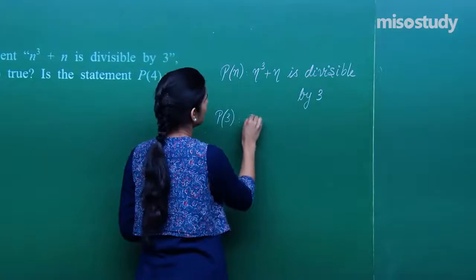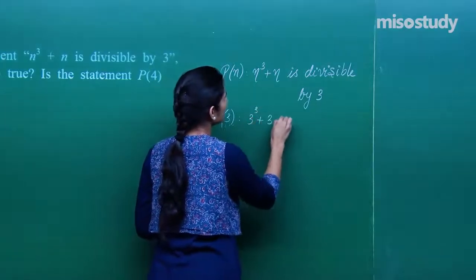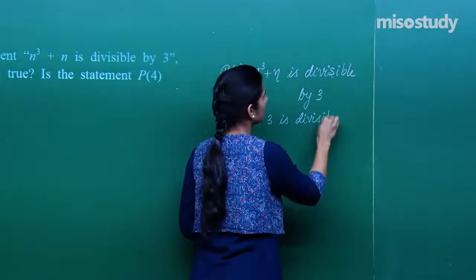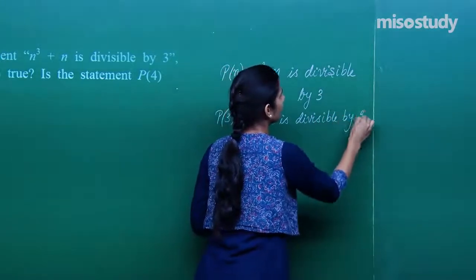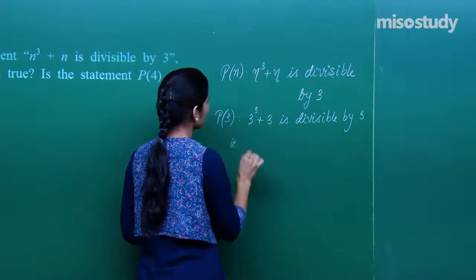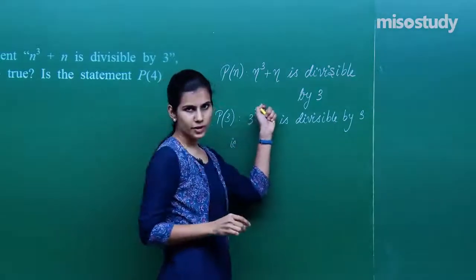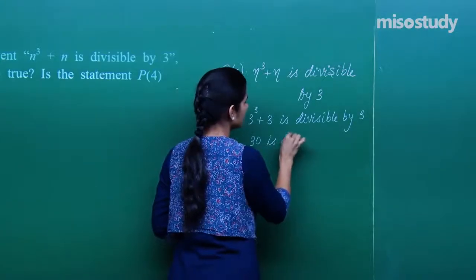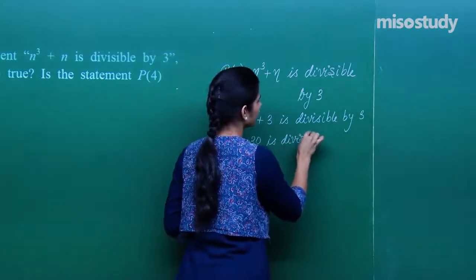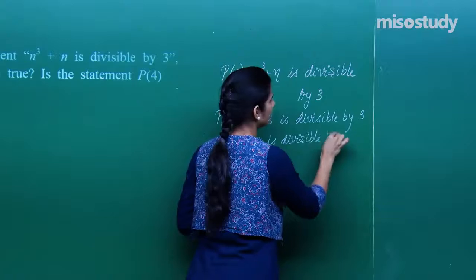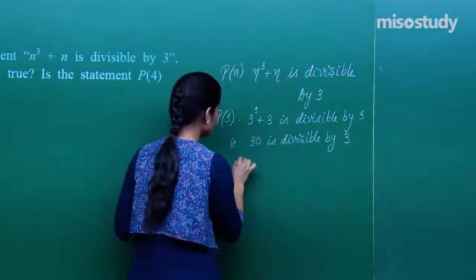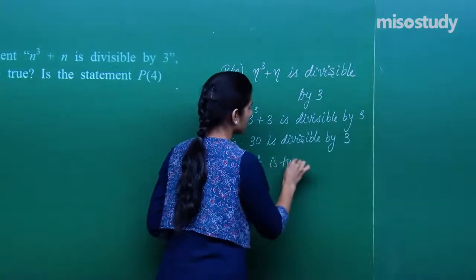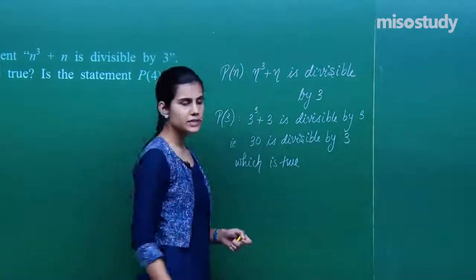P3 says that 3 cube plus 3 is divisible by 3. What is 3 cube? 27, 27 plus 3, 30. 30 is divisible by 3, which is clearly true. 3 into 10 is 30, so 30 is divisible by 3.